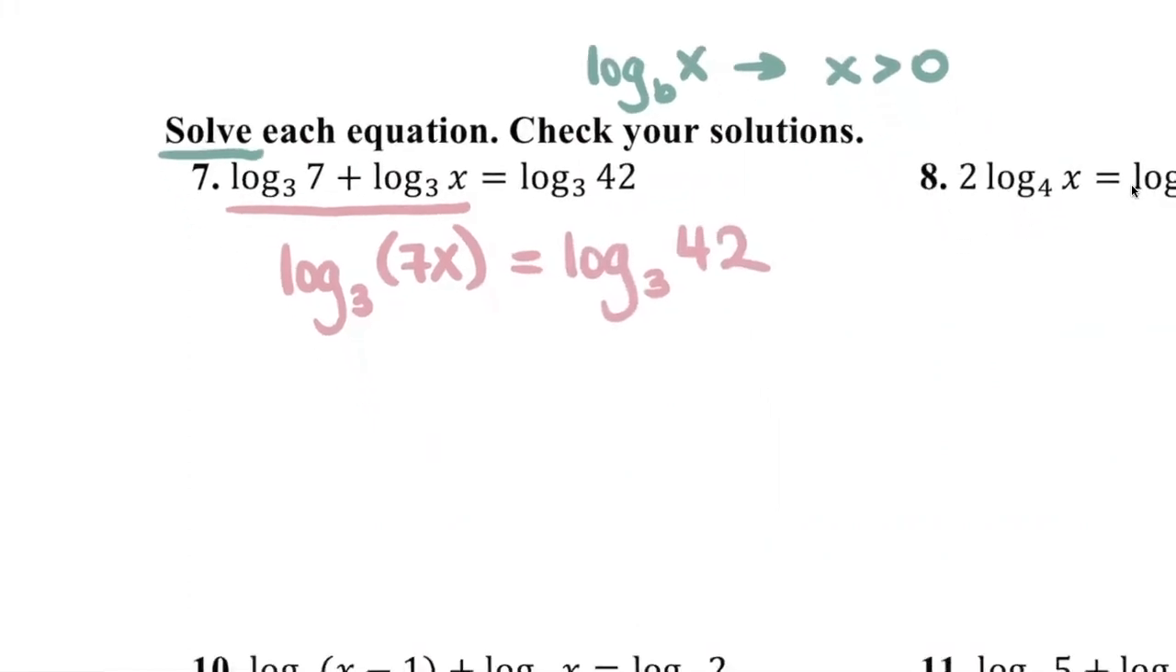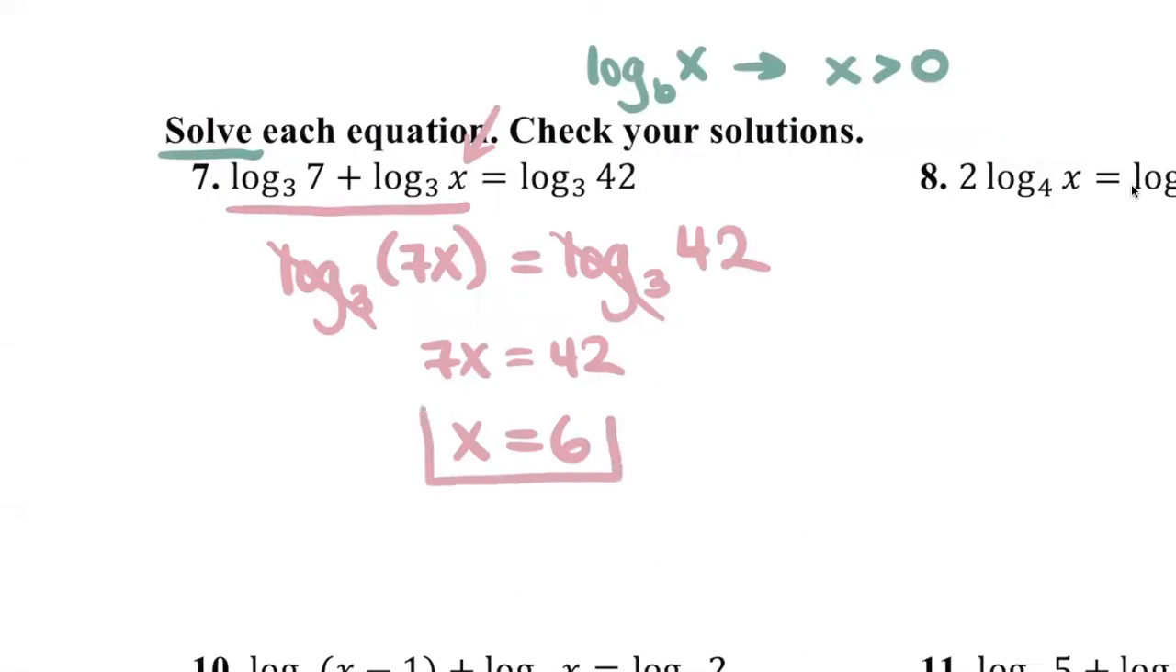Now, the reason why I wanted to make it into one log is now I can just set the arguments equal to each other. So I can ignore those, and 7x is equal to 42 is what I'm left with, giving me x is equal to 6. Now I'm going to double check and make sure that if I were to plug that back in, all the arguments would still be greater than 0. This is the only place to plug in x, so it satisfies, that is greater than 0. Box it, final answer.